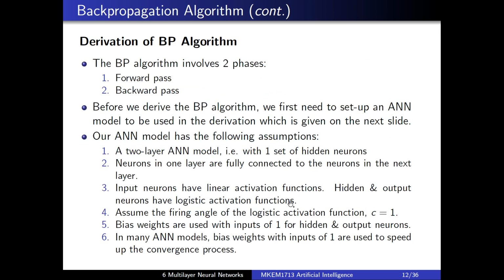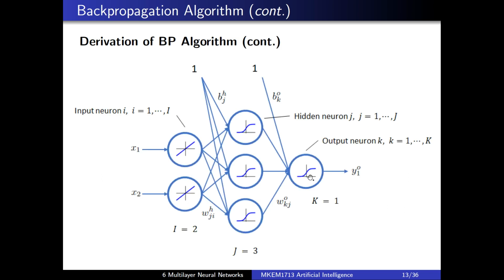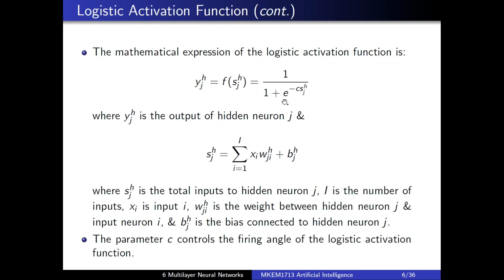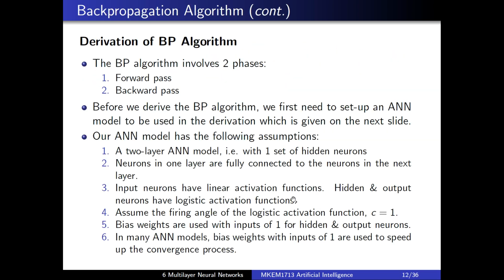Input neurons have linear activation functions. Hidden and output neurons have logistic activation functions. Assume the firing angle of the logistic activation function, C, equals 1. So what is C? If I go back, this is C. So let's assume C equals 1. Bias weights are used with inputs of 1 for hidden and output neurons. This is always true for all cases. The input to bias weights is always 1.